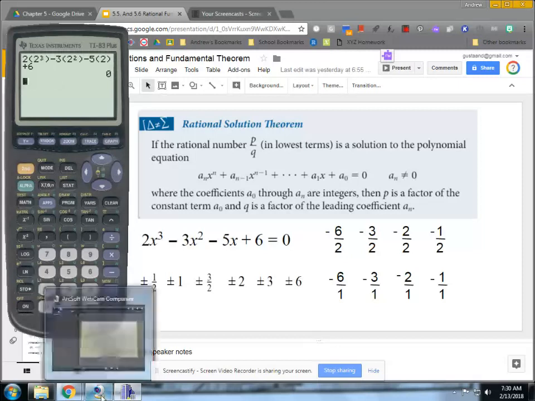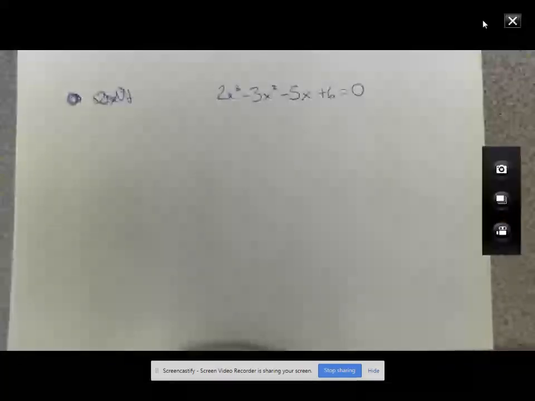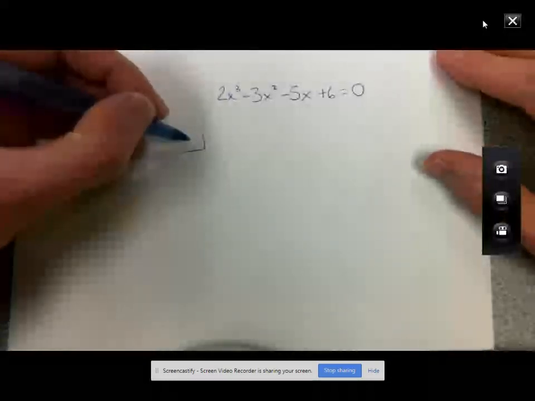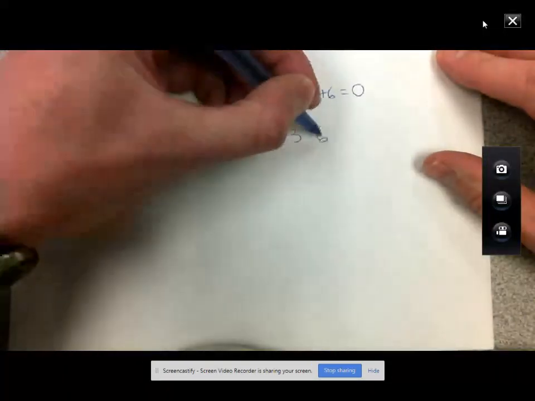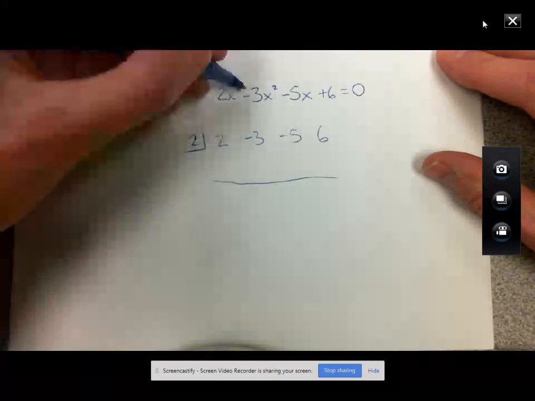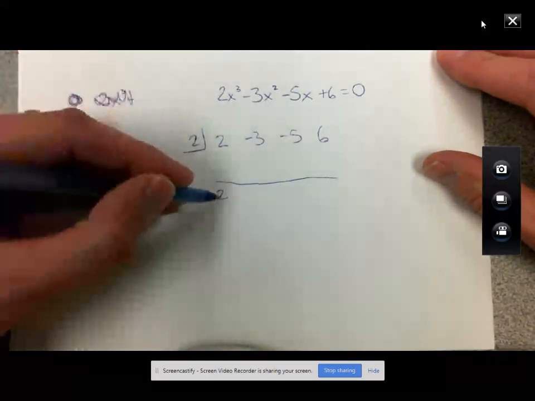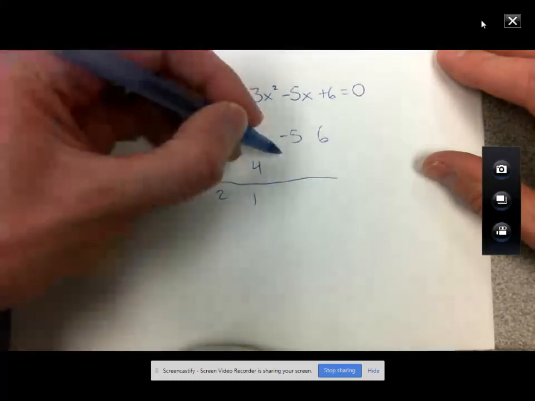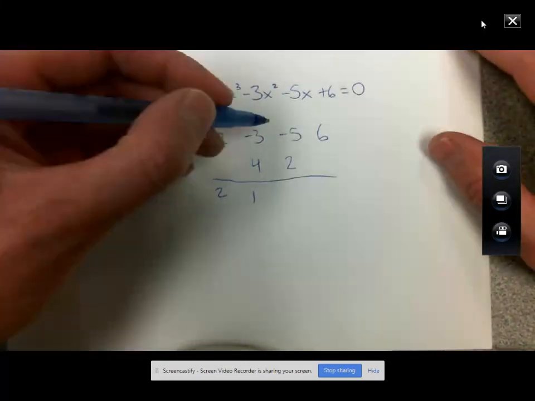So I'm going to move over to my document camera here. Now I know one of the solutions to this equation. I know that one of the solutions is 2. Which means I should be able to use synthetic division. I'm going to put all the coefficients here for synthetic division. So I just wrote down all the coefficients. And I'm going to pull the first one down. 2 times 2 is 4. If I add these together, I get 1. 2 times 1 is 2. Now I should get a remainder of 0 because I followed my theorems.